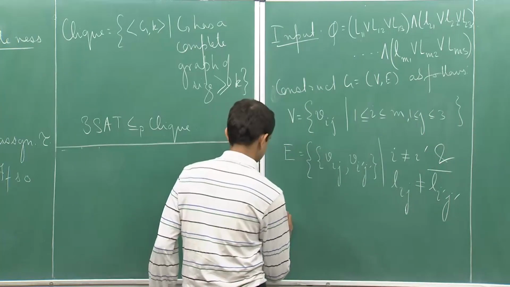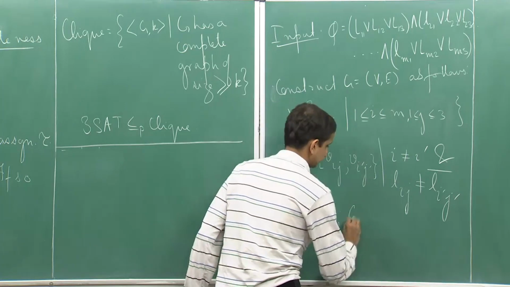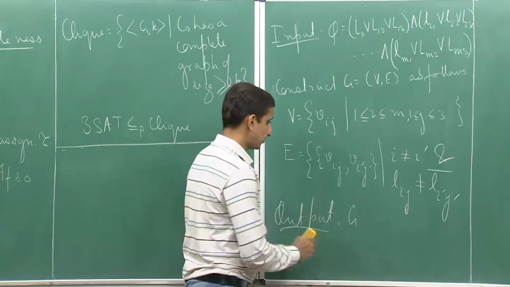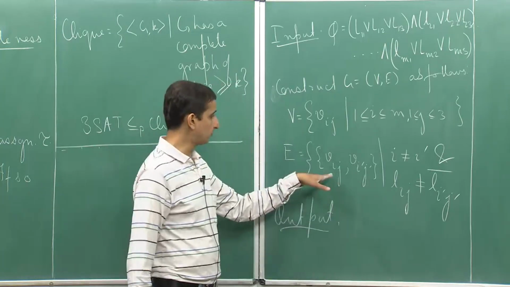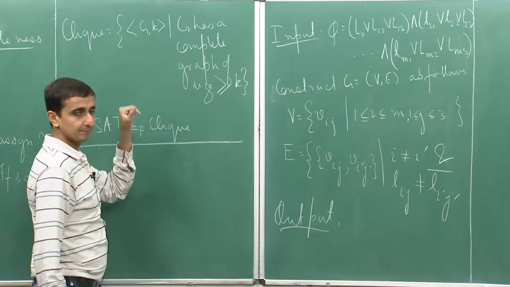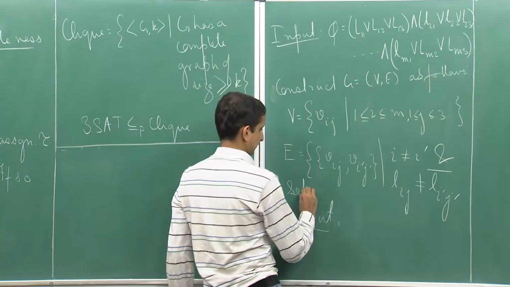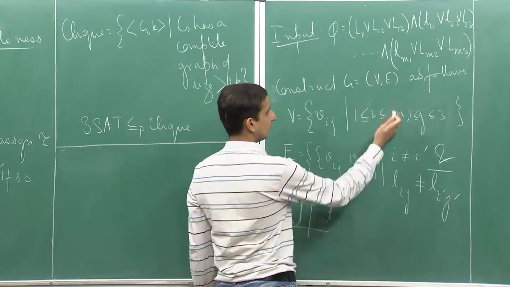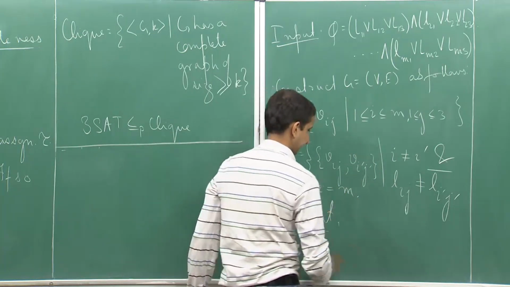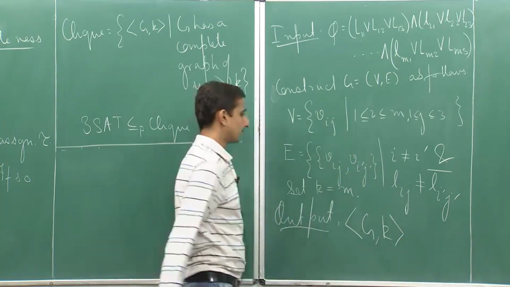So, that is my input. I will just output this graph G. Actually, I need to output more. I need to output a graph and also a number k. So, I need to specify that also. I will set k to be equal to this number m, that is the number of clauses. And then I output G comma k.